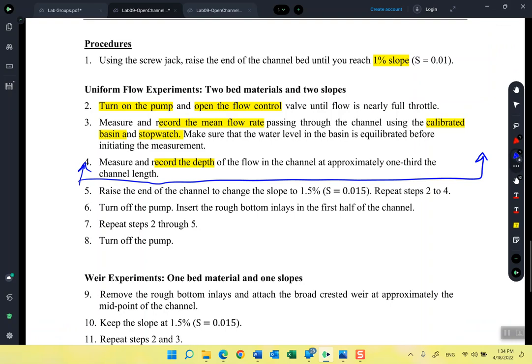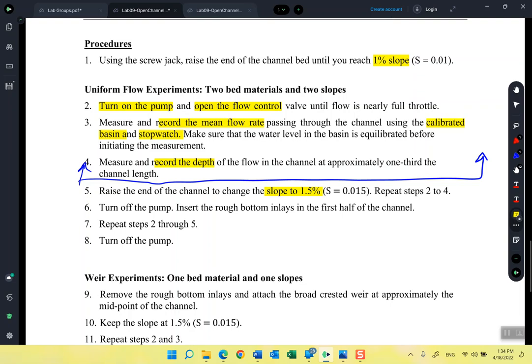Okay, what will be the second trial? The only difference is that you are going to use the screw jack and change the slope to 1.5% and repeat the same steps again. Okay, so these are 2 trials.